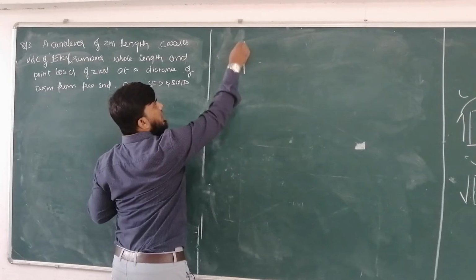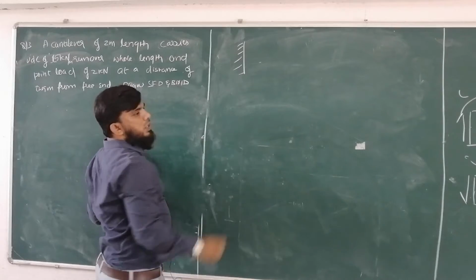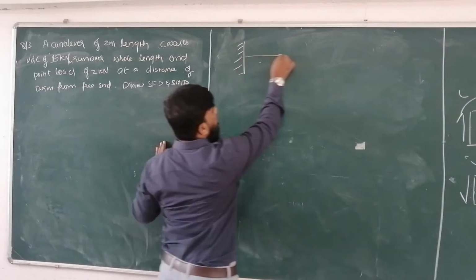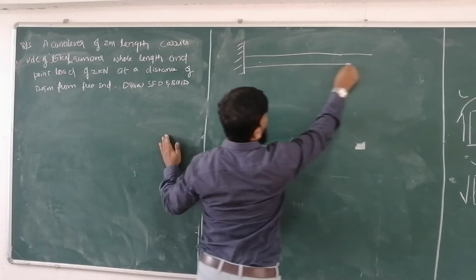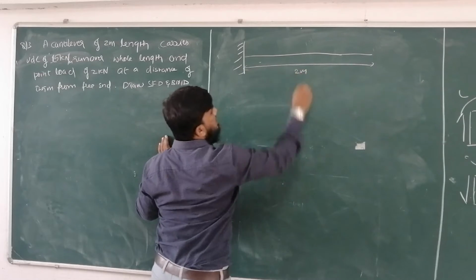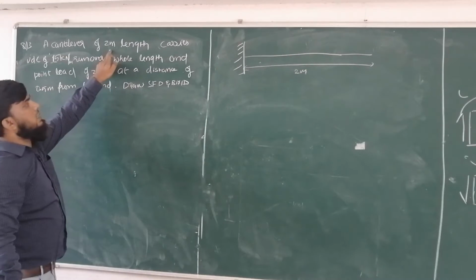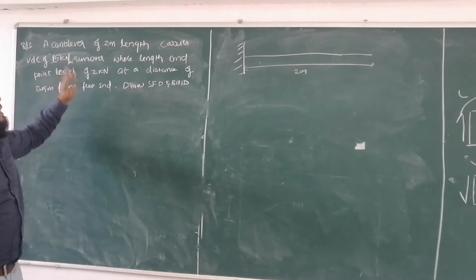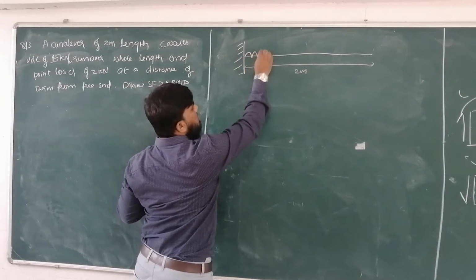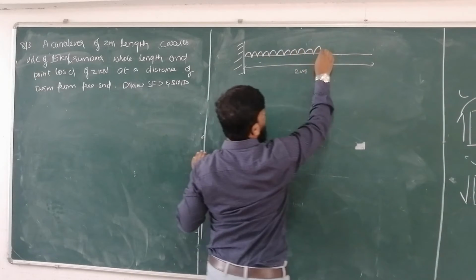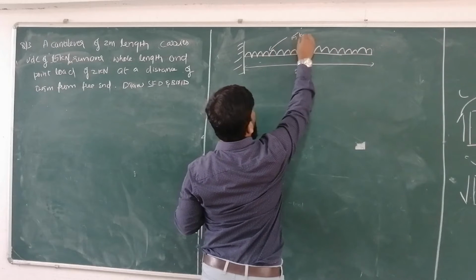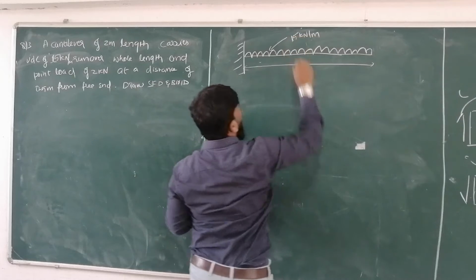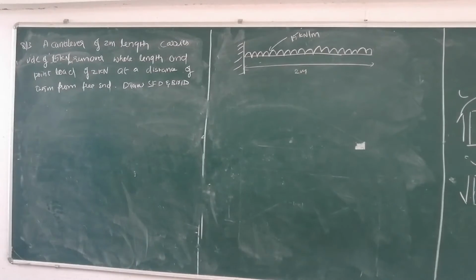Let us draw the diagram. What is a cantilever first? A cantilever is a beam which has one side fixed and the other side free. So I have drawn the free side. What is the length of this beam? The complete length is 2 meters. Next, it is carrying a UDL for the whole length, so we will draw it for the whole length. Here they have given 15 kilonewton per meter.